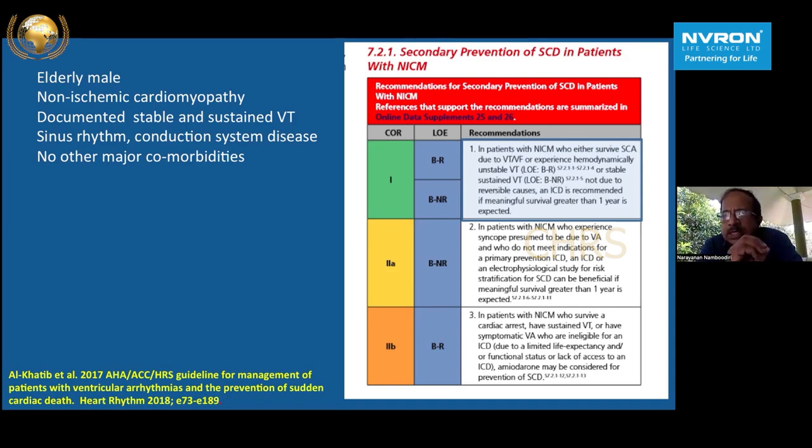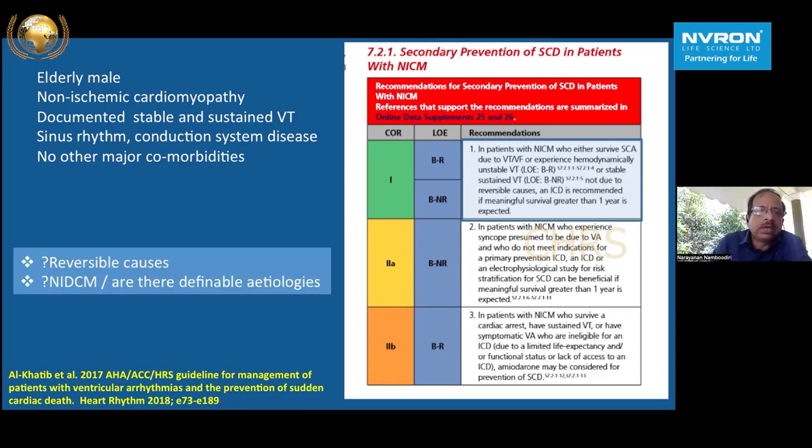Because none of these studies had a significant number of very sick patients, class 4 patients expected to have limited longevity, severe comorbid problems. They were not included. It's every patient, every subgroup. This is a meaningful qualifier. That is, if meaningful survival greater than 1 year is expected, then only is an ICD to be considered. There is no such recommendation for CRT.